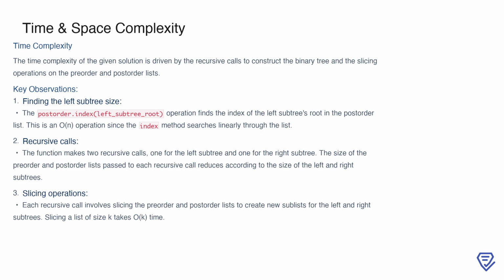The time complexity of this solution is influenced by the recursive process of building the binary tree and the slicing operations performed on the preorder and postorder lists. To determine the size of the left subtree, we use the postorder.index(left_subtree_root) operation, which is an O(n) operation because it searches the list linearly.